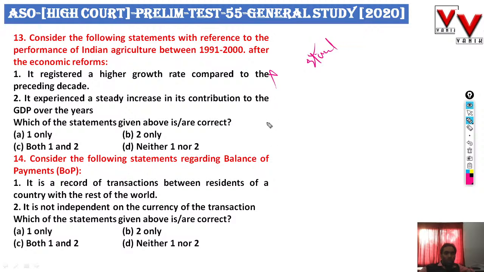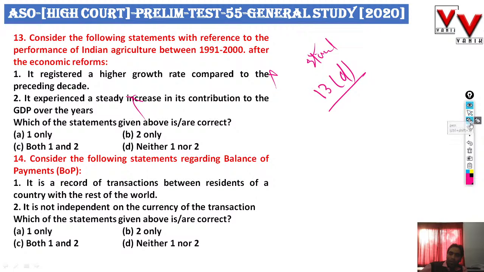Second: it experienced a steady increase in the contribution to the GDP. Rather, the contribution of the agriculture sector to the GDP over the years has decreased, not increased. So the second is also a wrong statement. So the right answer is neither one nor two. Neither one is correct nor two is correct. So the right answer for 13 is going to be D only.